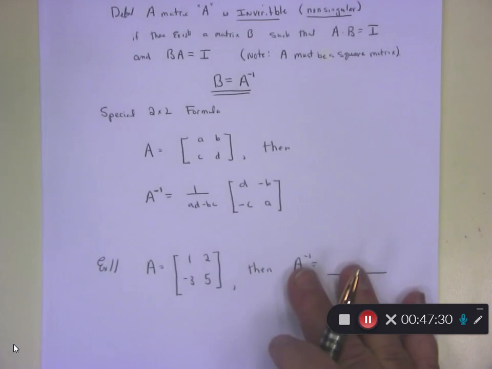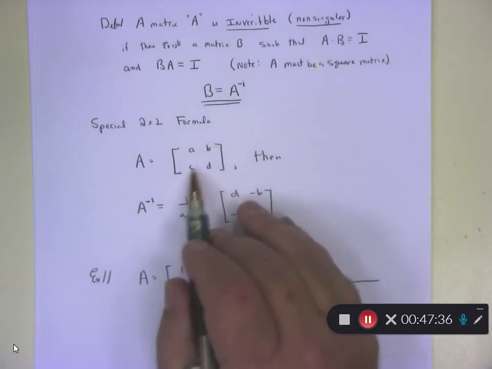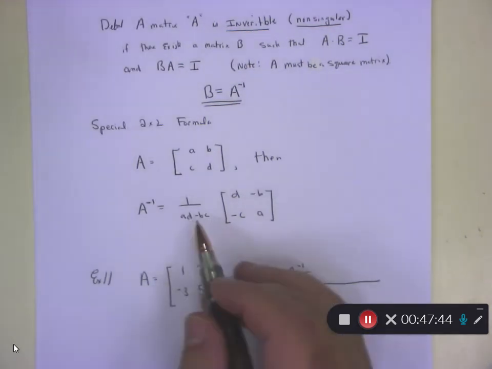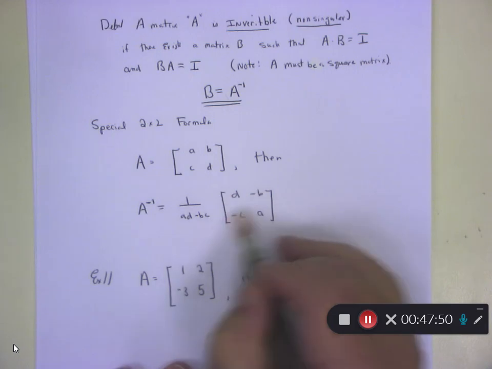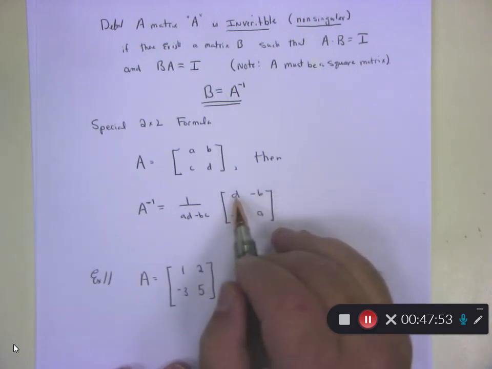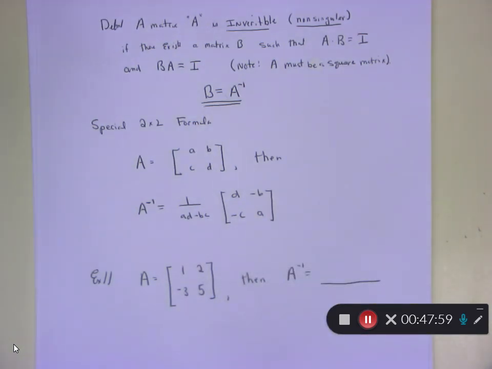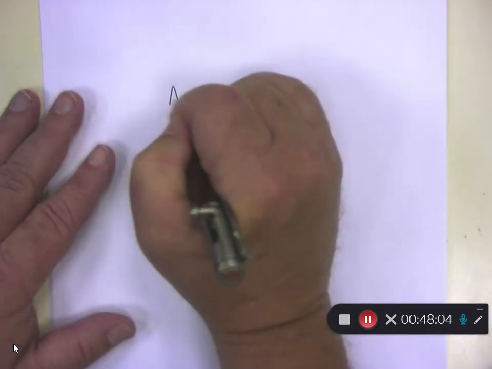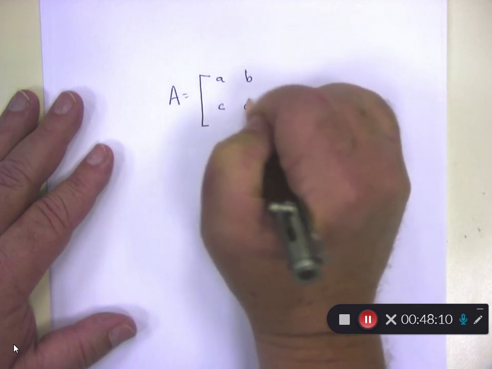Special 2-by-2 formula. It says this. If A is the generic form, A, B, first row, second row, C, D, no imagination. The inverse of this matrix, A inverse, would be equal to 1 over (A times D minus B times C) times the matrix D, negative B, negative C, A. So let me write this formula down for you. It is A, B, C, D.